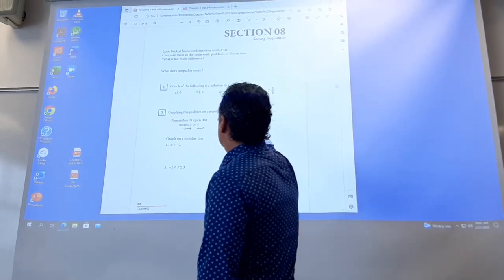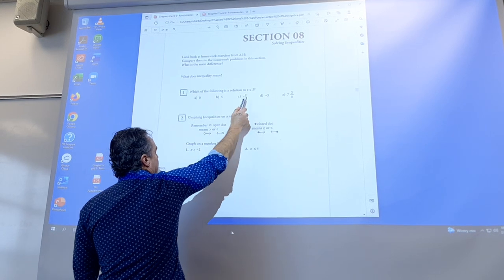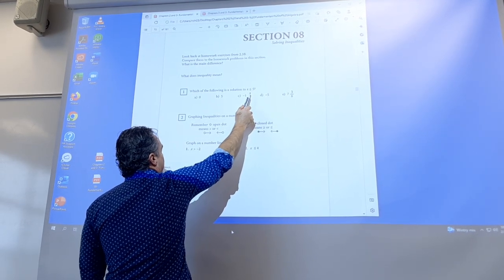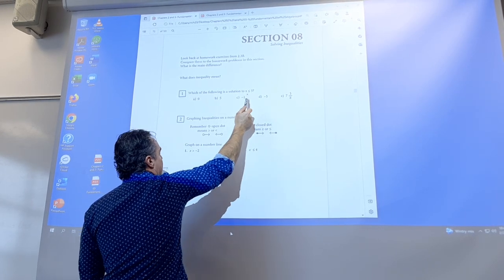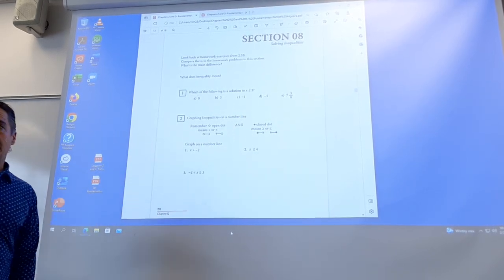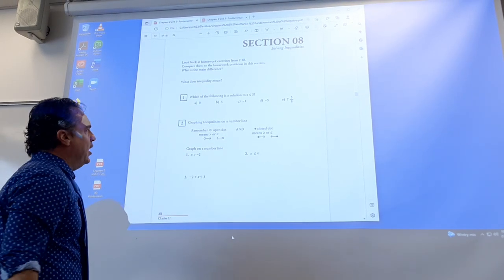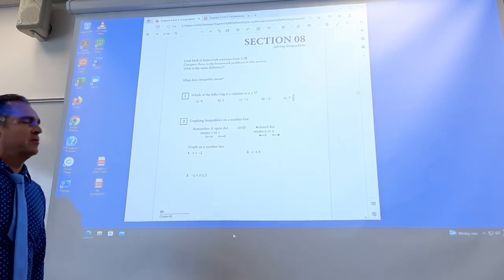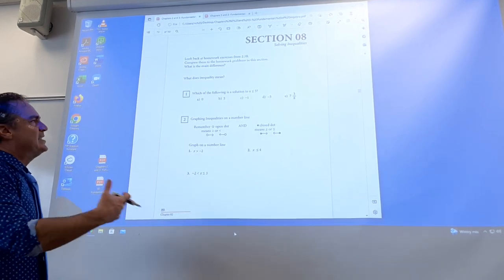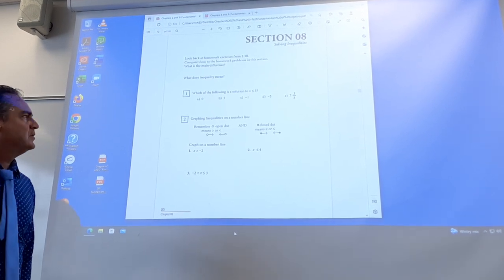Which of the following is a solution to x is less than or equal to 5? Is 0 less than or equal to 5? Yes. Circle it. Is 5 less than or equal to 5? Yes, it is, because it equals it. So circle it. Is negative 1 less than or equal to 5? Yes, circle it. Is negative 5 less than or equal to 5? Yes, circle it. Is 7 3/8 less than or equal to 5? No. Put an X through that one.